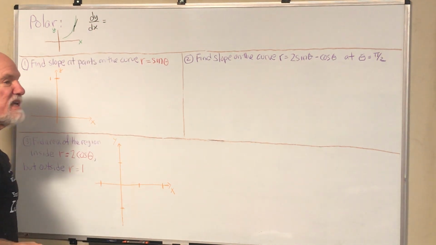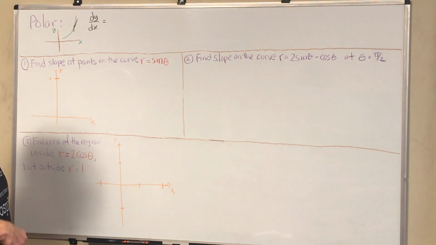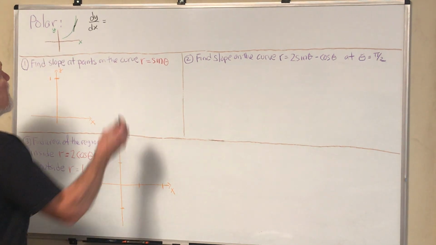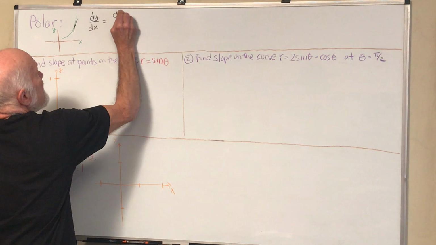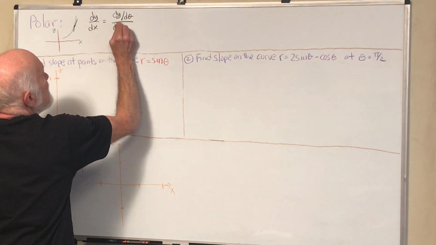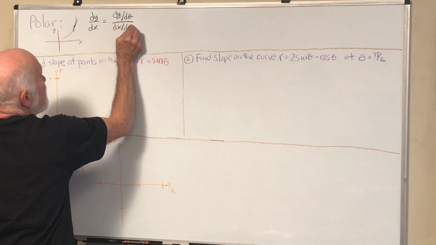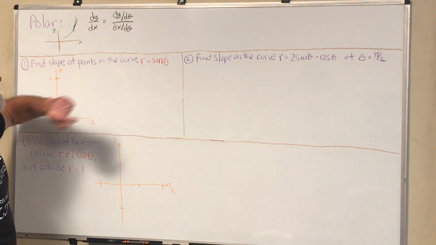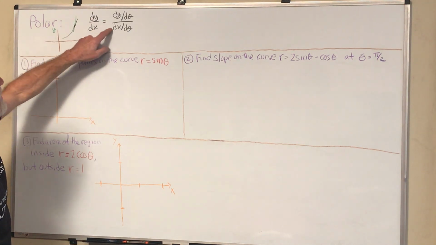And when we did it in parametric, we used the chain rule and we found out that dy dx is dy dt over dx dt. Well, we're going to do the same thing, except instead of dt now, we're going to use d theta. So we're going to say dy d theta over dx d theta. It just comes straight from the chain rule. Dy d theta is dy dx times dx d theta.